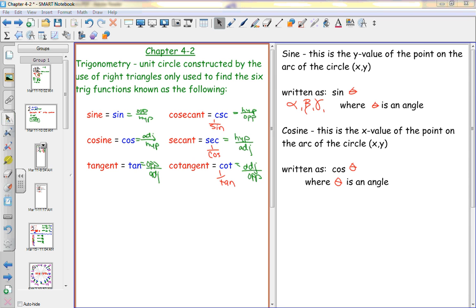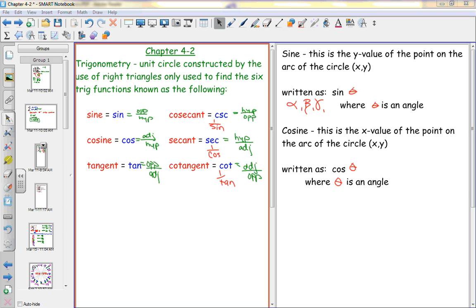Chapter 4-2, trigonometry. The unit circle, constructed by the use of right triangles, is only used to find the 6 trig functions, known as the following: sine, cosine, tangent, cosecant, secant, and cotangent. Now, sine, cosine, tangent, beautiful trig functions. SOHCAHTOA, we know about all that, yes? We're good with that?